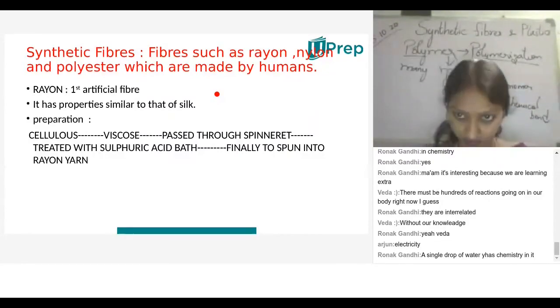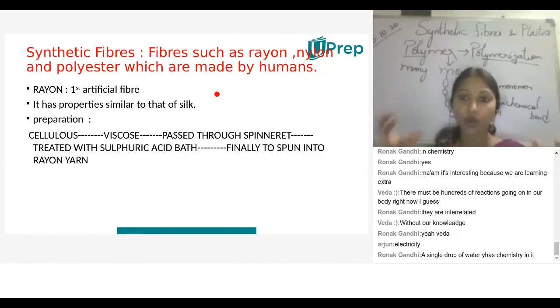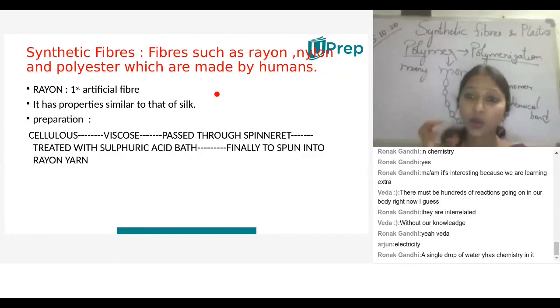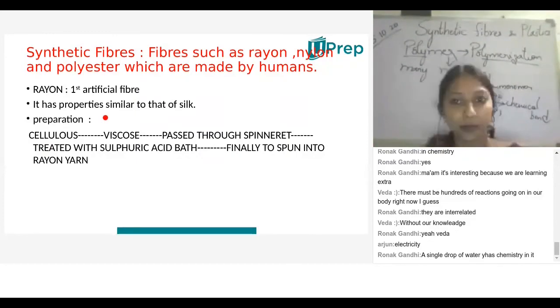Artificial silk. Very good. That's why it is called artificial silk. It has more properties. What are the properties of rayon, children? First let us go with the preparation. How is rayon prepared? Rayon is obtained from wood pulp. The main raw material for rayon is wood pulp. From that wood pulp, they'll extract the cellulose.